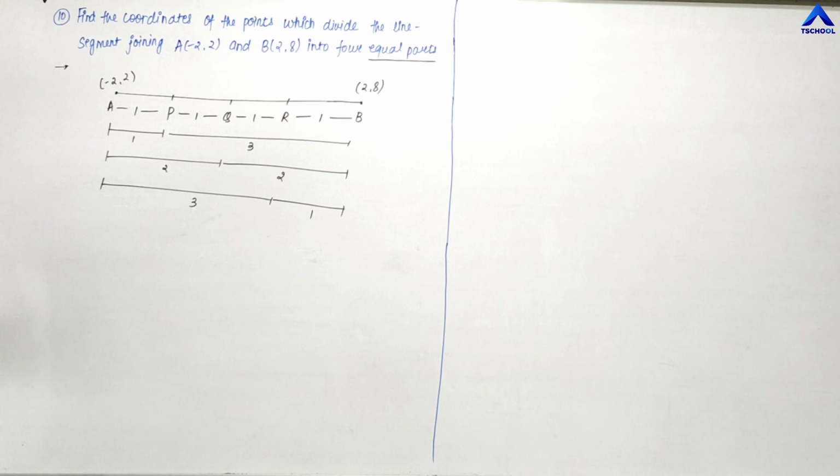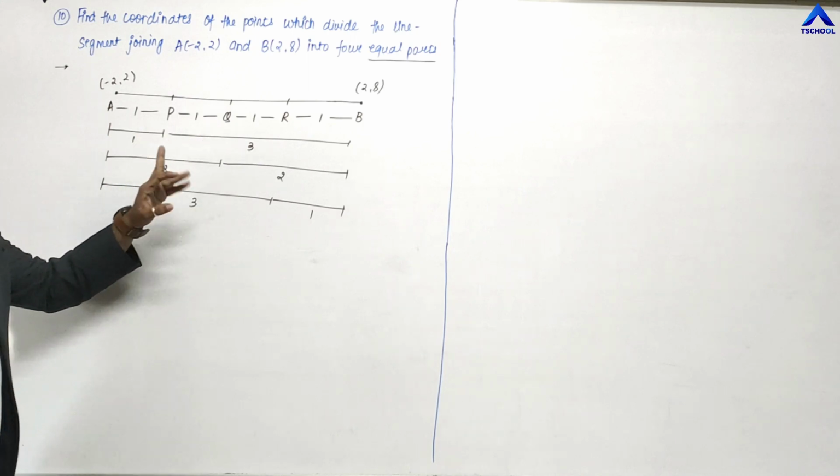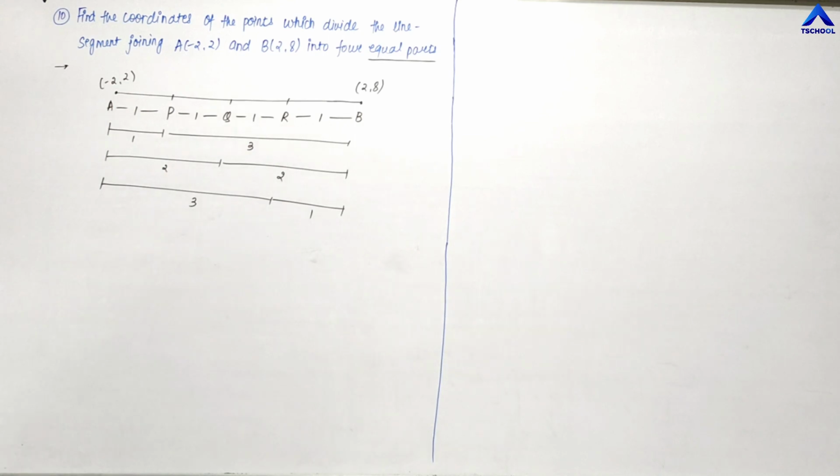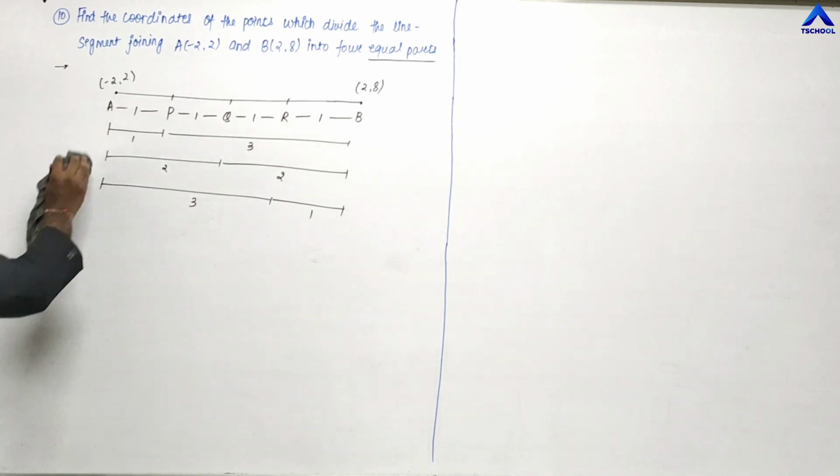So the ratio of division of this line segment AB for point P is 1:3. Similarly for Q it will be 2:2, and similarly for R it will be 3:1, right? So let us continue with the solution here.